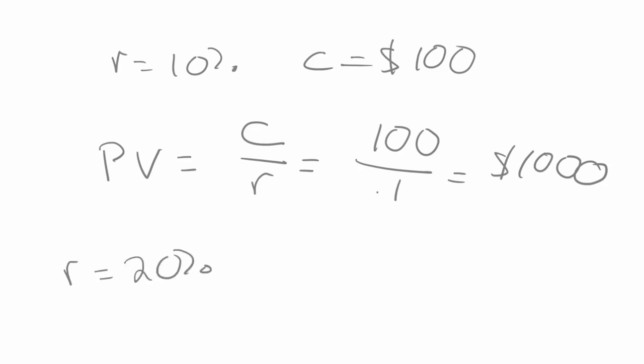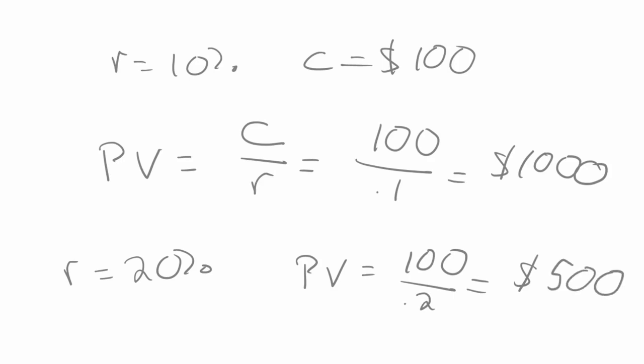What if the interest rate doubled to 20%? Well, in this case, the present value would be 100 over 0.2, or $500. So if the interest rate is 20%, $100 per year forever is only worth $500. Two points to make about the consol. First of all, notice the interest rate doubles, the price halves. This is a general point about present value formulas. The higher the interest rate, the lower the present value.